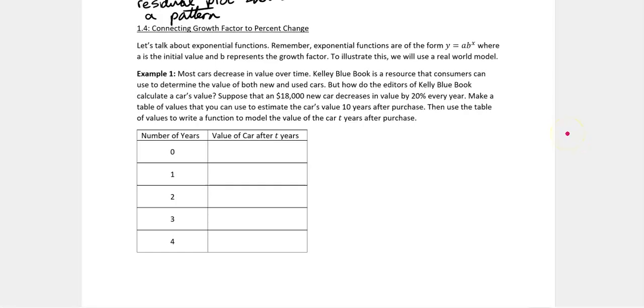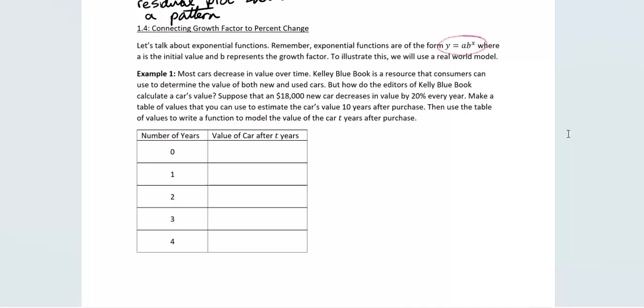Now we're going to talk about exponential functions and this thing called a growth rate or a decay rate, as the case may be. So let's first talk about the formula for an exponential function. The formula for an exponential function is right here. It's y equals a times b to the x, where a is an initial value and b represents a growth factor. So that's how much your equation is growing at that exponential rate.